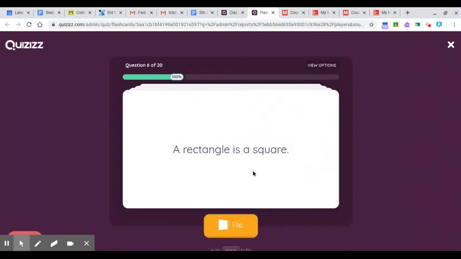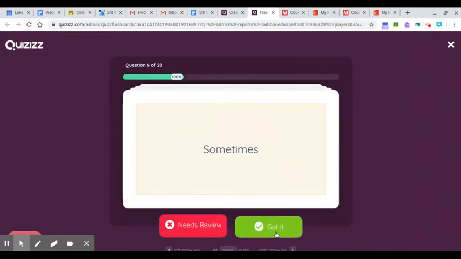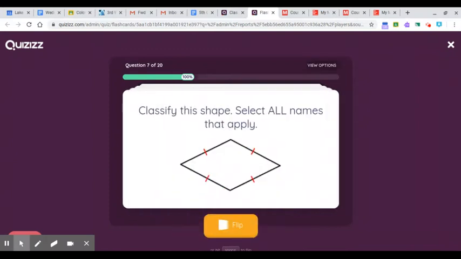Now, this one we covered yesterday. A rectangle is a square. Well, sometimes it is, but not always. Okay. All right, so now let's get to a harder one. We're classifying this shape. Select all the names that apply.